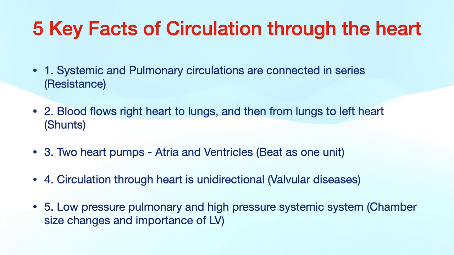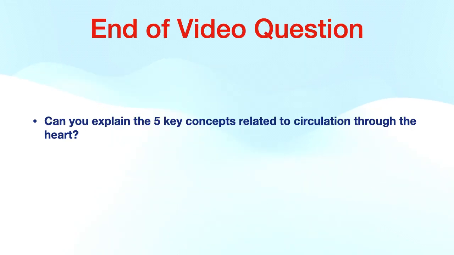Lastly, we talked about how the pulmonary system is a low pressure, low resistance system, whereas the systemic circulation is a high pressure, high resistance system, because of which chamber size enlargement is different in the left ventricle and the right ventricle. Here is the end of the video question for you. Can you explain the 5 key concepts related to circulation through the heart? It's very important for you to review at this point. Pause the video and try to recall what we have just learned. You can even make a small concept map and write it down in your book or on your iPad.